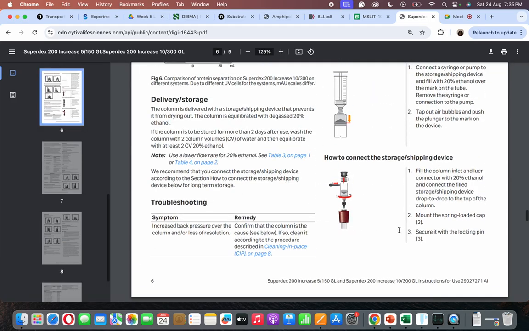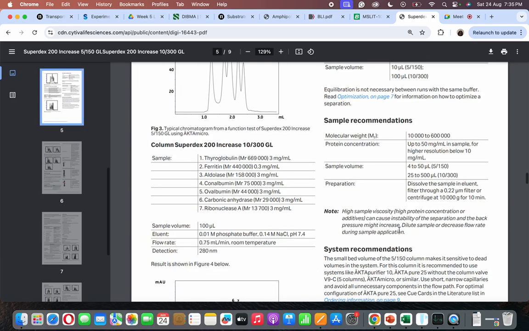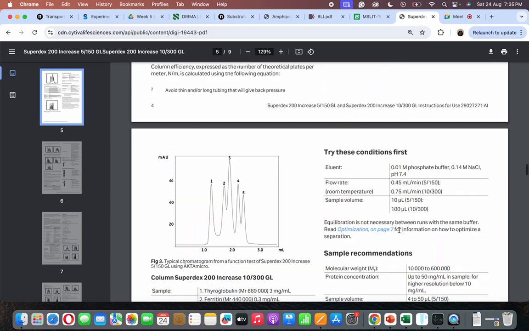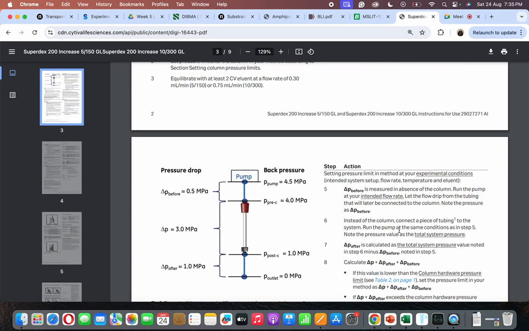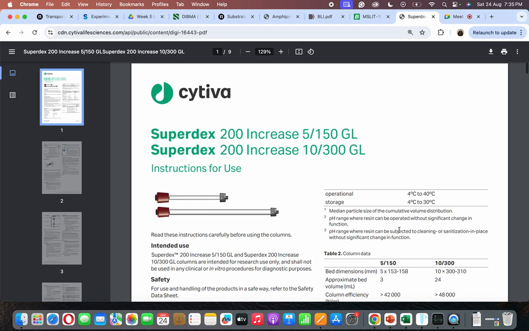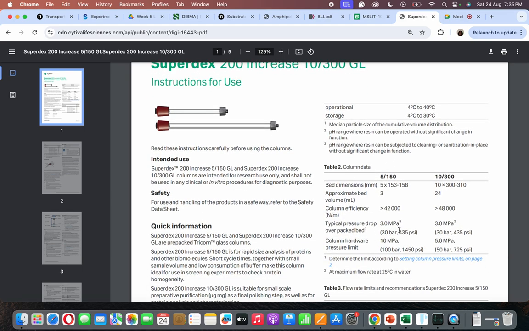So this is what basically you can do with size exclusion chromatography. It's a very powerful technique. I think most protein labs will do SEC as part of the normal protein purification routine. Okay, I mean we certainly do in our lab.